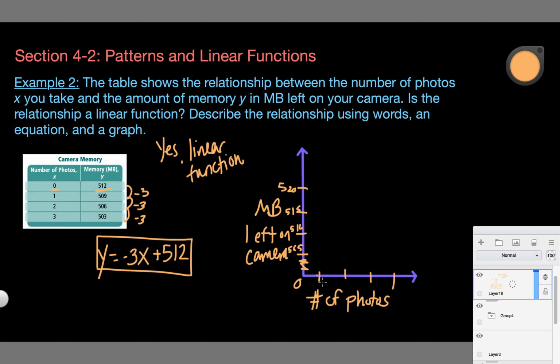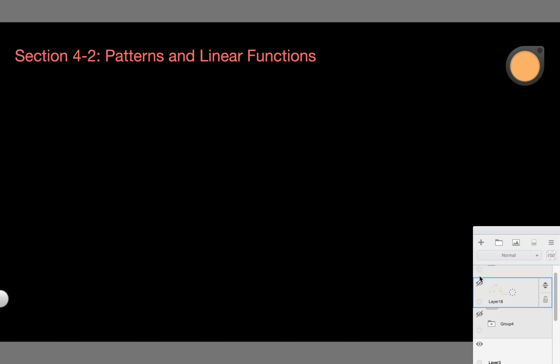So 0 photos were taken and we were at 512. So that was somewhere right over here, right? 1 photo was taken and we were at 509, which is somewhere right here. 2 photos were taken and we're at 506. 3 photos were taken and we're at 503. So we can see that this is a line, right? This is a linear function. Great.